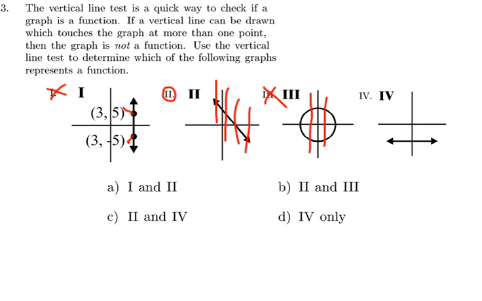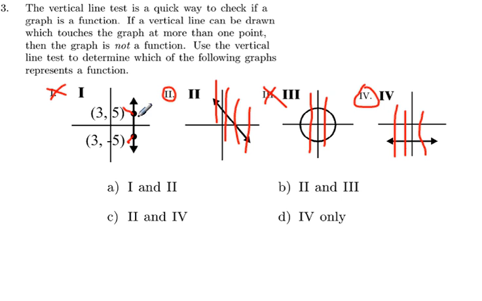Then you do the same thing for number 4, and you're drawing your vertical lines. You notice that they only go through once. So this is a function.